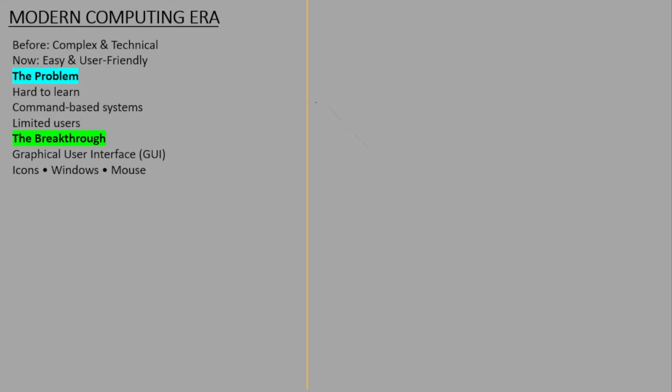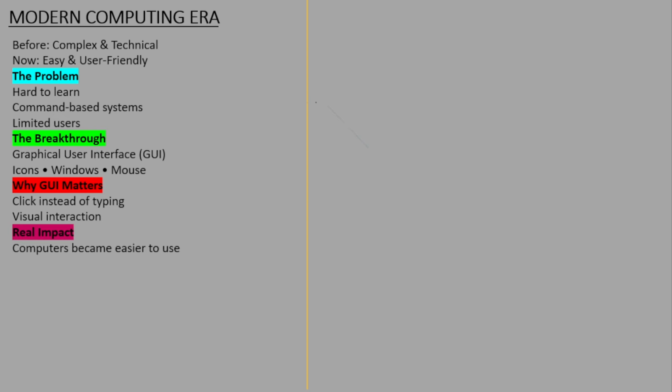But everything changed with the introduction of something called the graphical user interface, or the GUI. Instead of typing complex commands, you could now click on icons, open windows, and interact visually with the computer, right? This made computers much easier to use and opened the door for more people to start using technology.